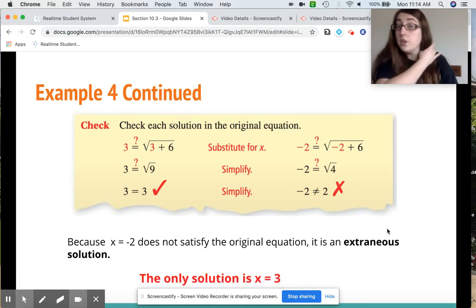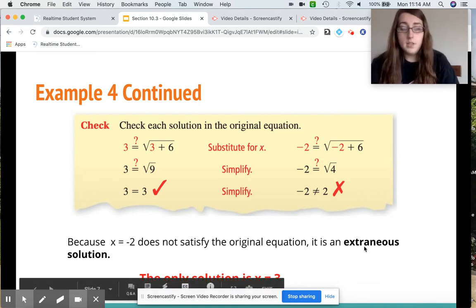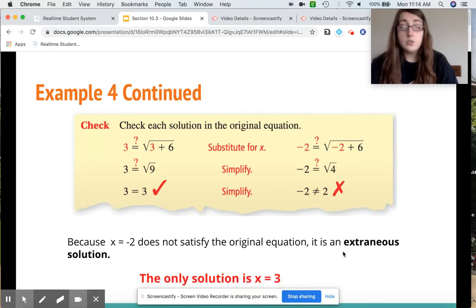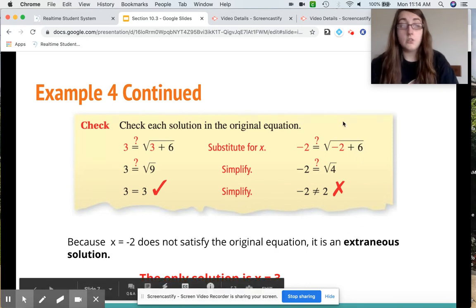So anytime you're solving radical equations and you get 2 answers, you want to check them. If you're getting 1 answer, there's no need to check them. But if you're getting 2, you need to check both of them because one of them might be an extraneous solution. So again, what is the root word of extraneous? Extra. It's a solution that appears to be correct, but when you go and check, it's not correct.